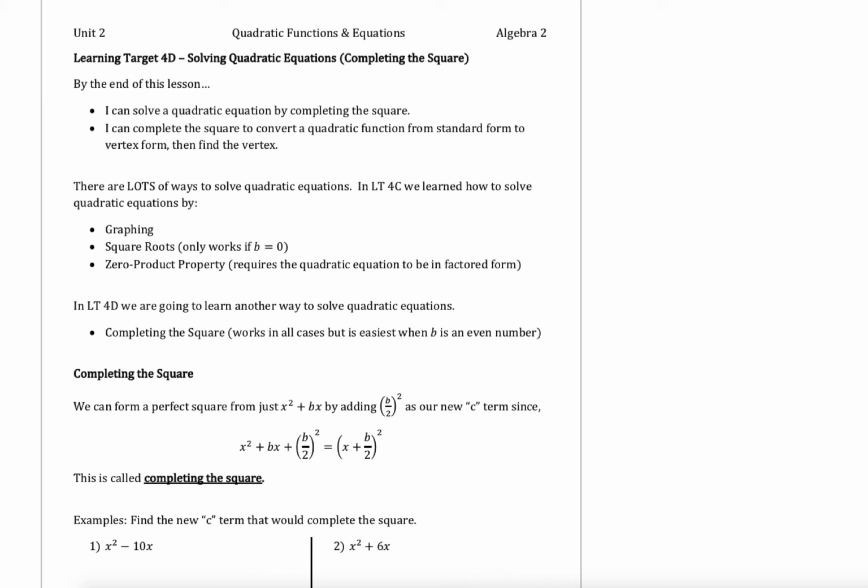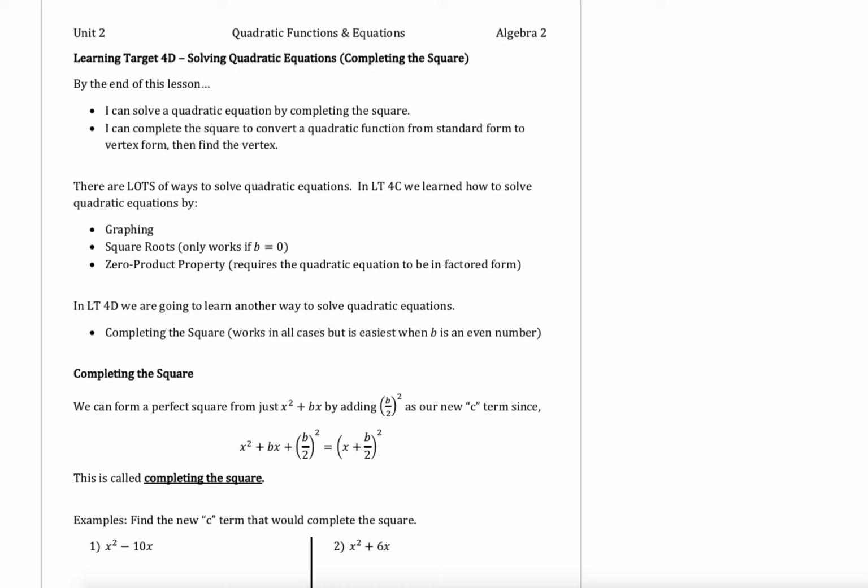Continuing on with Unit 2, and in this video we're going to talk about learning target 4D, which is all about solving quadratic equations by completing the square. By the end of this lesson, you will be able to solve a quadratic equation by completing the square, as well as use completing the square to convert a quadratic function from standard form to vertex form and then find the vertex.